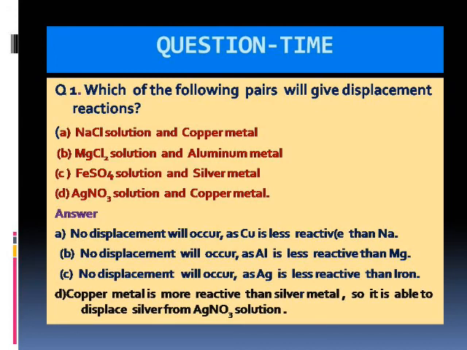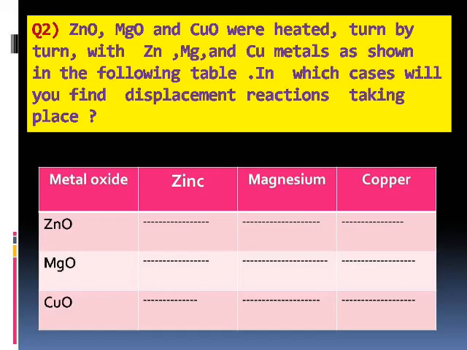Now second question. In the given table, 3 metals and 3 metal oxides are given. Zinc oxide, magnesium oxide and copper oxide are heated turn by turn with zinc, magnesium and copper metals. In which cases will you find displacement reactions taking place?